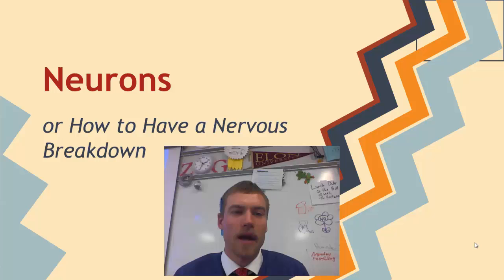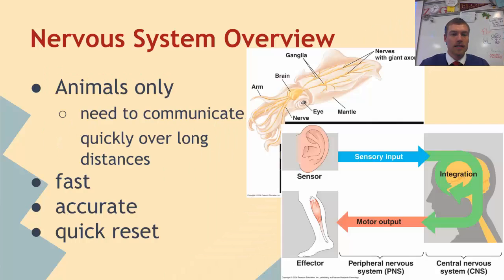Today we're going to be talking about neurons, nerve cells, and then we will, in our next talk, get into the nervous system and how it all kind of gets put together. So let's take a look at just kind of a nervous system overview.